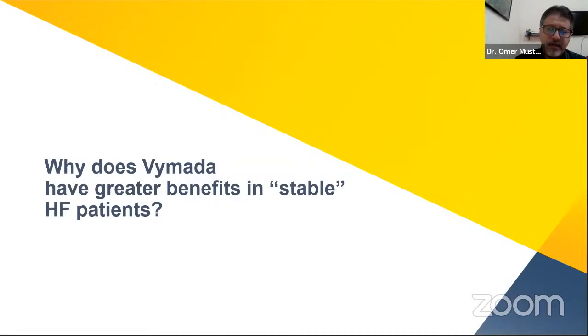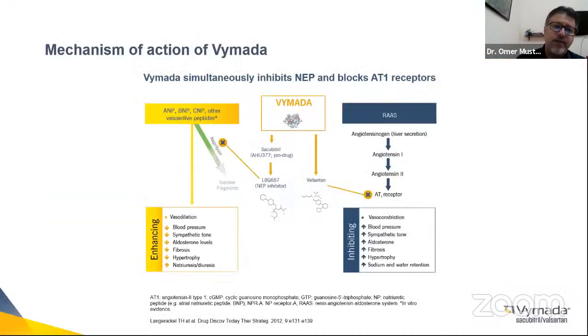So does it have greater benefits in stable heart failure patients? We can see why. Because it decreases the progression of the ongoing deterioration in the cardiac myocytes at the cellular level. How does it do that? It has neprilysin inhibition. Neprilysin breaks down all these vasoactive peptides, ANP and BNP, into fragments.